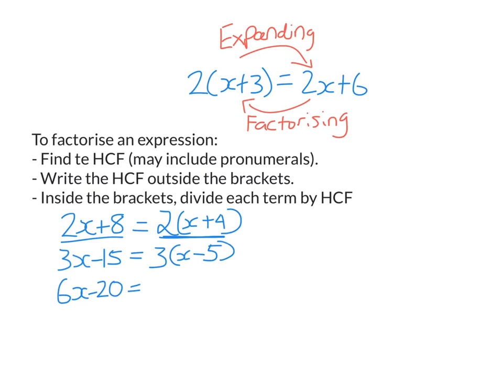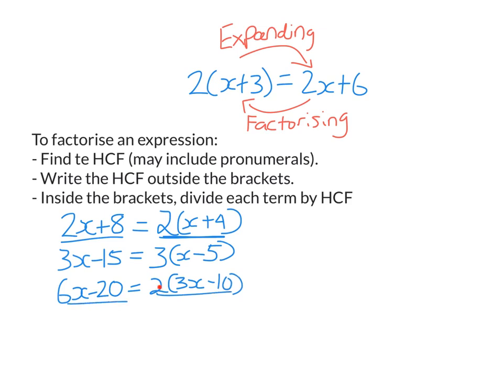So let's look at 6x minus 20. So the highest number that goes into 6 and 20 is 2. So what do I times by 2 to get 6x? I need to times by 3 to get to 6, and then I need to times by x to make it 6x. What do I times by 2 to get negative 20? And that will be negative 10. Once again, if I expand this, I get this.